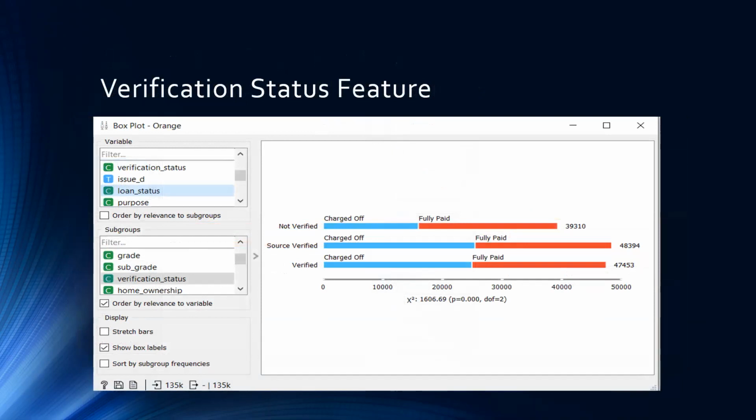Verification status feature. This verification status feature indicates if income was verified by Lending Club, not verified, or if income source was verified. As you can see, the distribution of these 3 classes is almost balanced. Next slide, please.